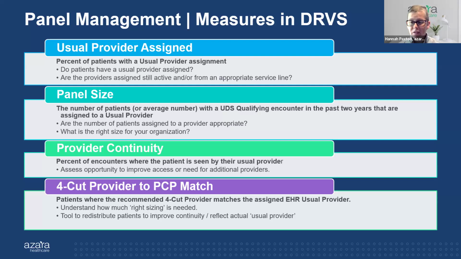Then there's provider continuity. So what is the likelihood that a patient assigned to a given provider gets to see that provider? And also the provider perspective, which is how many of the patients I as a provider am seeing are assigned to me? And then the 4-cut provider to PCP match. I'll go into what the 4-cut method is in a moment, but that's basically going to tell you if you do need to reassign patients to another provider.